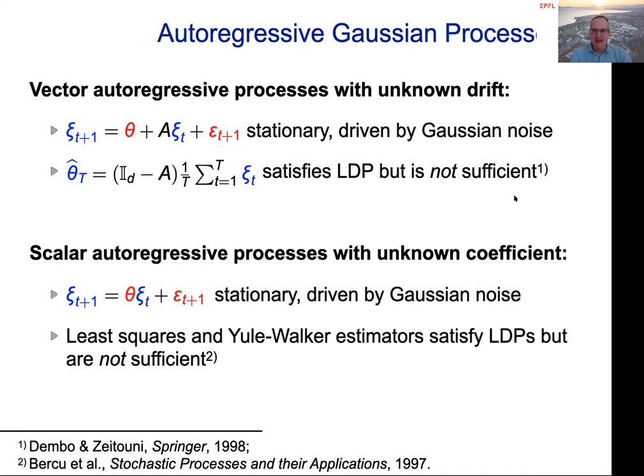If the autoregressive Gaussian process is scalar, so it's just a one-dimensional process, and the autoregressive coefficient is unknown, then we may use, for example, the least squares estimator, but we could also use the so-called Yule-Walker estimator, and both of these actually satisfy a large deviation principle, though with different rate functions. And in fact, neither of them are sufficient statistics. So in this case, we could again construct Pareto-dominant solutions for two different versions of the restricted meta-optimization problem, because they're induced by two different statistics that we use.